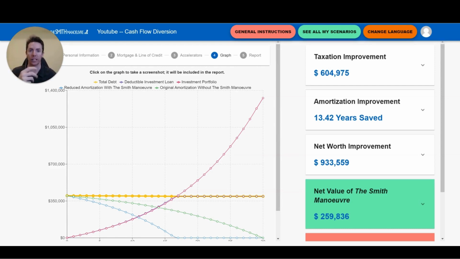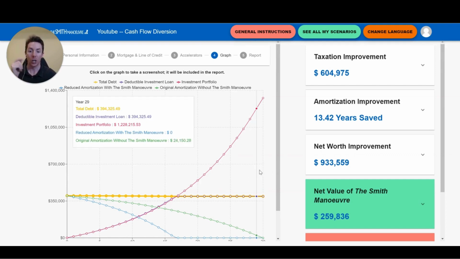We saw these results on the last page, but here's a quick, everyone loves a little quick visual. So here's what that looks like. What I want you to pay attention to is here is that shortened amortization. That green line is your normal amortization that you signed up with the bank for 30 years. I'm paying a mortgage payment for 30 years. But then we decided to do the Smith Manoeuvre, and we got that thing shortened up to just over 16 and a half years. And this is your debt conversion.